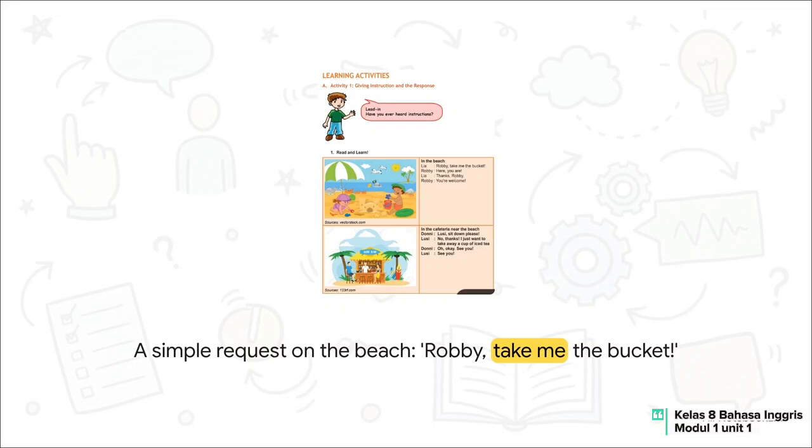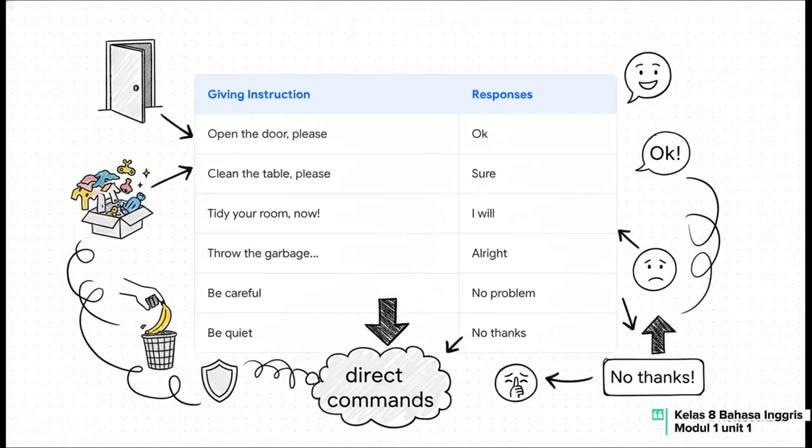This is really the foundation of how we get stuff done together. And what's interesting is the simple pattern you see here. Whether it's a really polite, open the door please, or a much more forceful, tidy your room now, the basic structure is exactly the same. A direct command that expects a direct response. And of course, those responses can be anything from a simple okay to a clear no thanks.